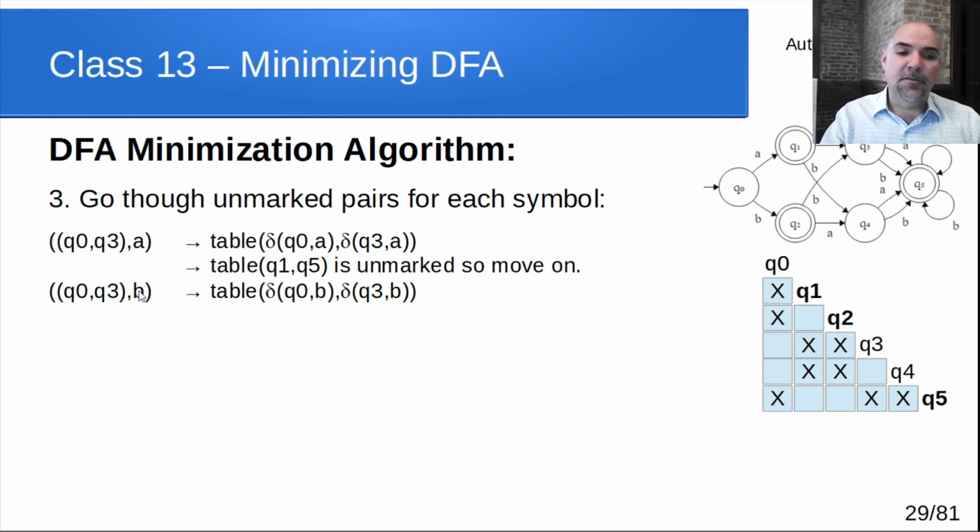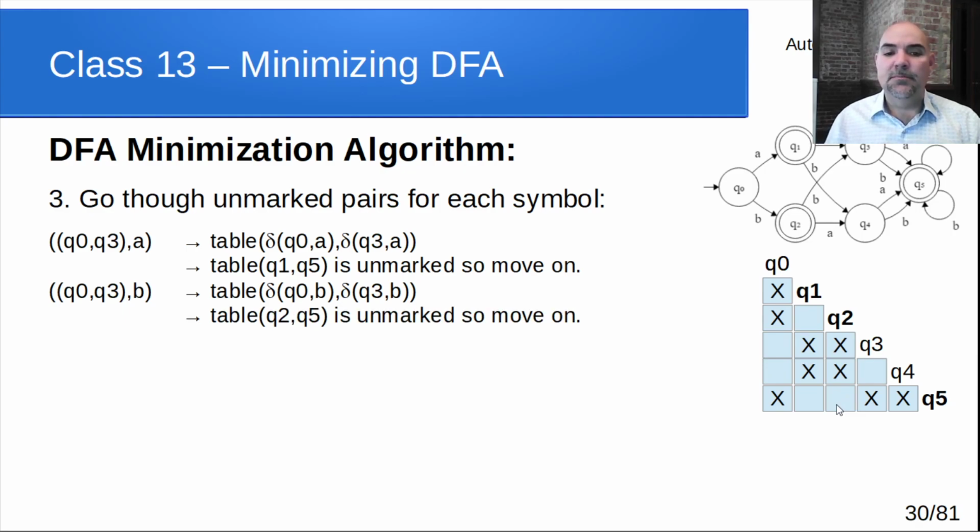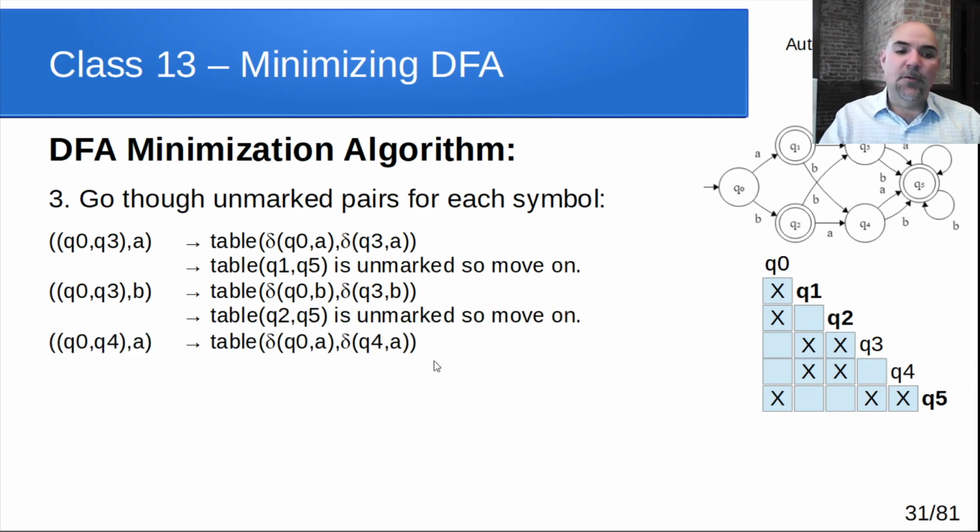And then we look at 0, 3 on a B. So 0 on a B goes to 2. 3 on a B goes to 5, so we have 2, 5. We look up in the table, 2, 5, that cell right there. That's not marked. Move on. Now we're done with the pair 0, 3. We're done with that one.